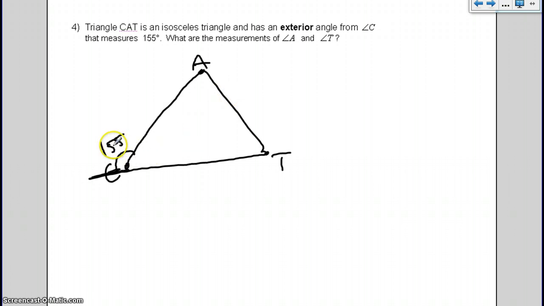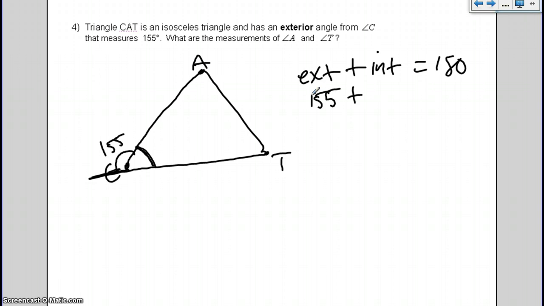Well, first off, I need to figure out what this interior angle is. I know exterior angles plus interior angles give me 180. I know the exterior is 155 plus something gives me 180. If I do some math, 180 minus 155 is going to be 25.